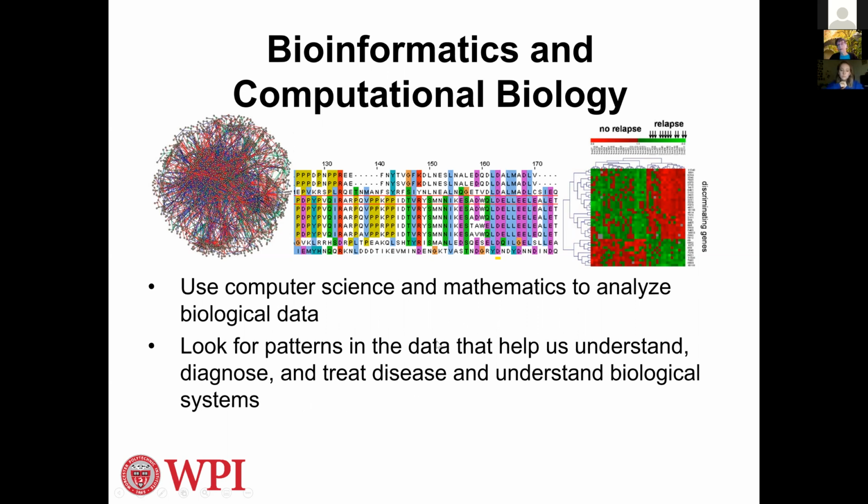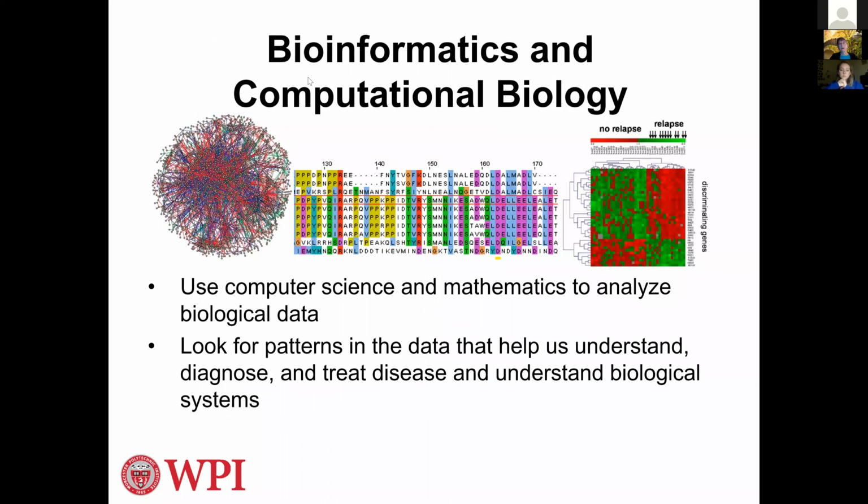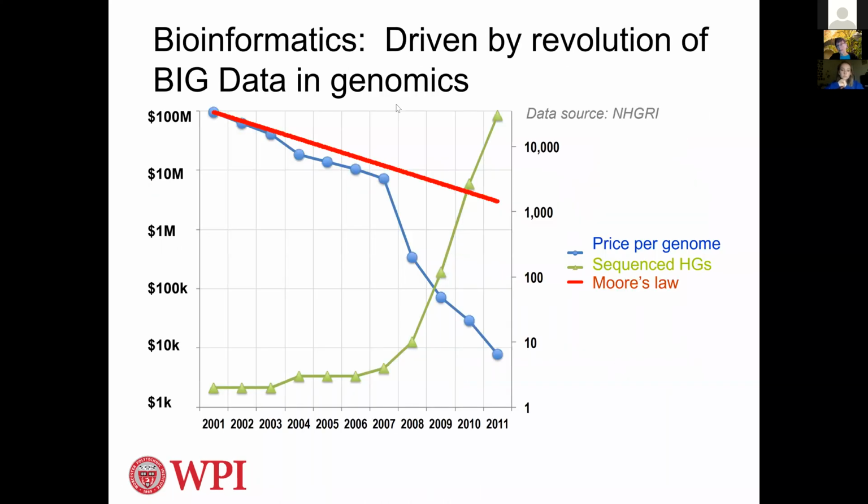So we look for patterns in the data that help us to understand, diagnose, and treat disease and understand biological systems in general. So bioinformatics as a field has really been driven by this revolution of big data in genomics. And if you look at this chart, it only goes up to 2011. So it's out of date, but it makes the point that I want to make.